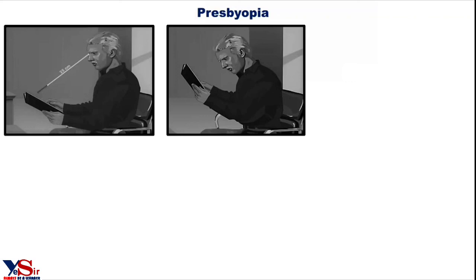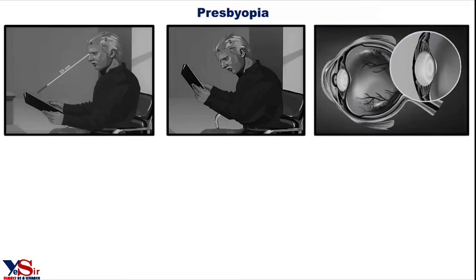Now, here are shown the ciliary muscles. The focusing power of the eye lens decreases with age. The muscles near the lens lose their ability to change the focal length of the lens. Look at this third picture. The near point of the eye has shifted farther from the eye. Because of this, old people cannot see nearby objects clearly.